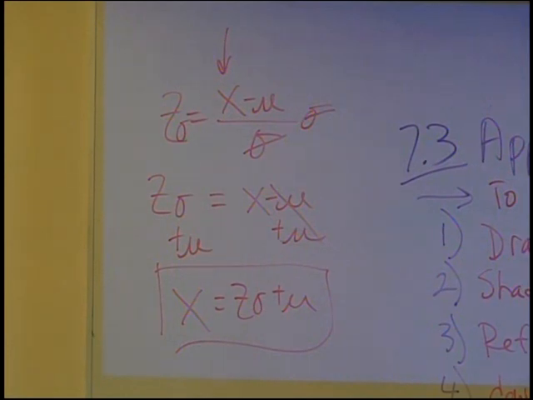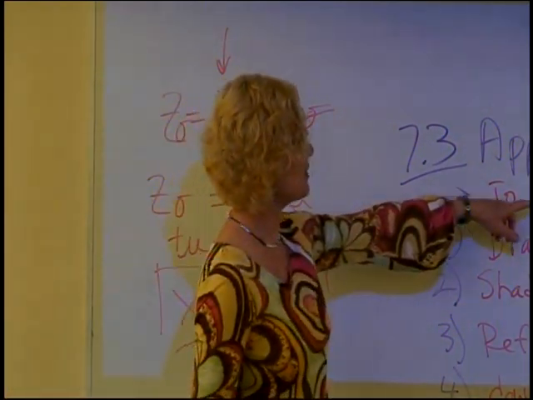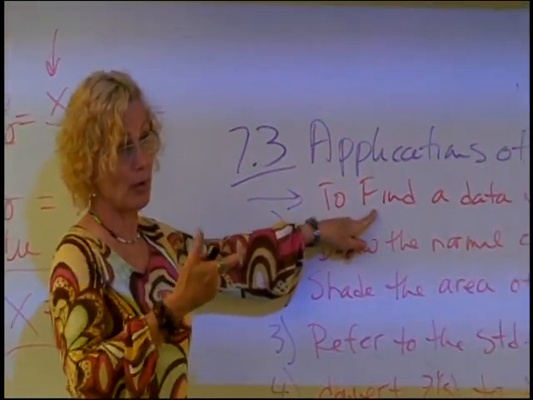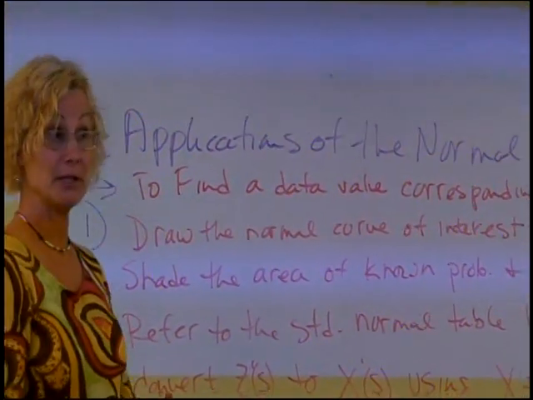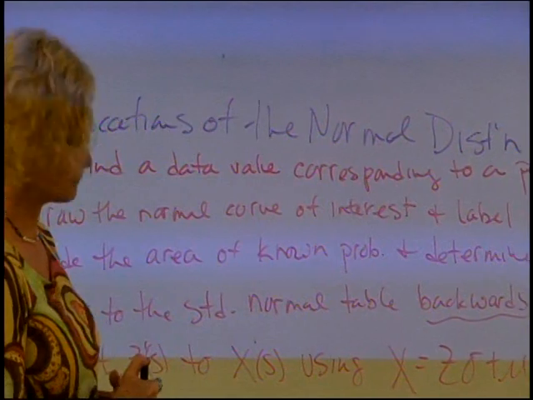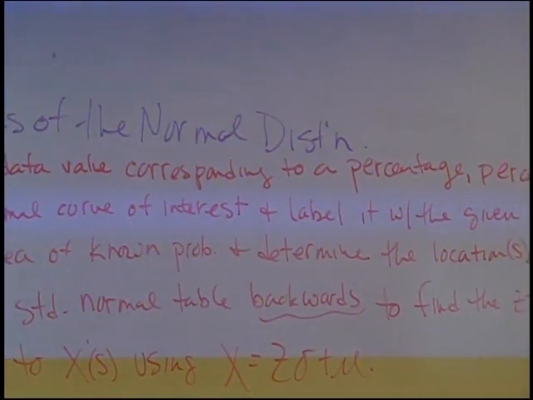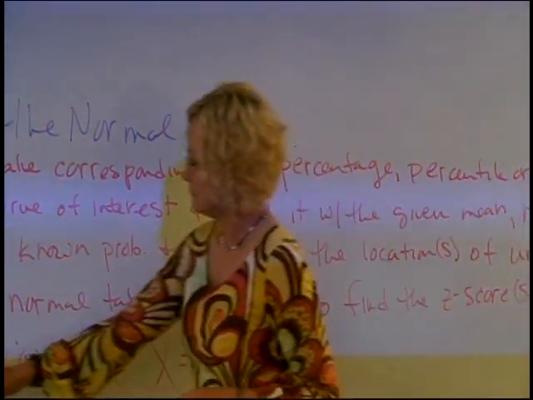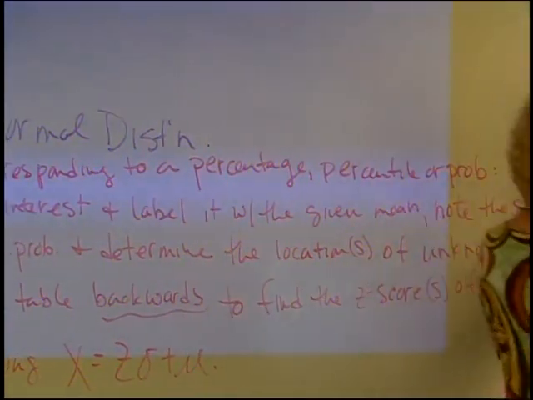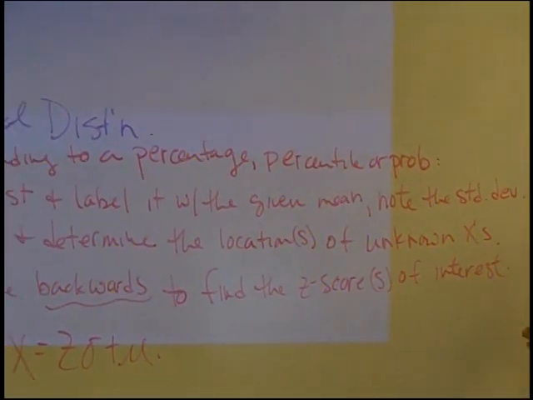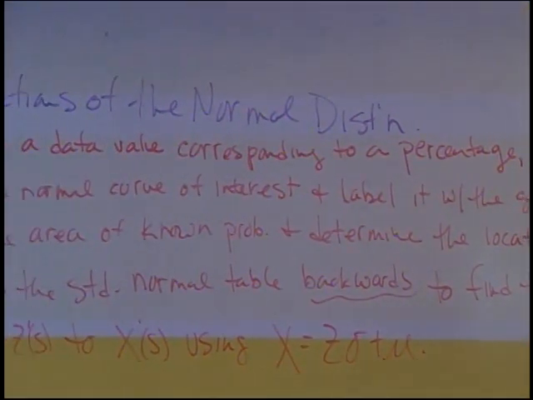You ready? Let's have a new title. Same section. So this is finding the data value corresponding to a percentage or a probability as opposed to finding the probability. Let's go back to our chicken egg problem.